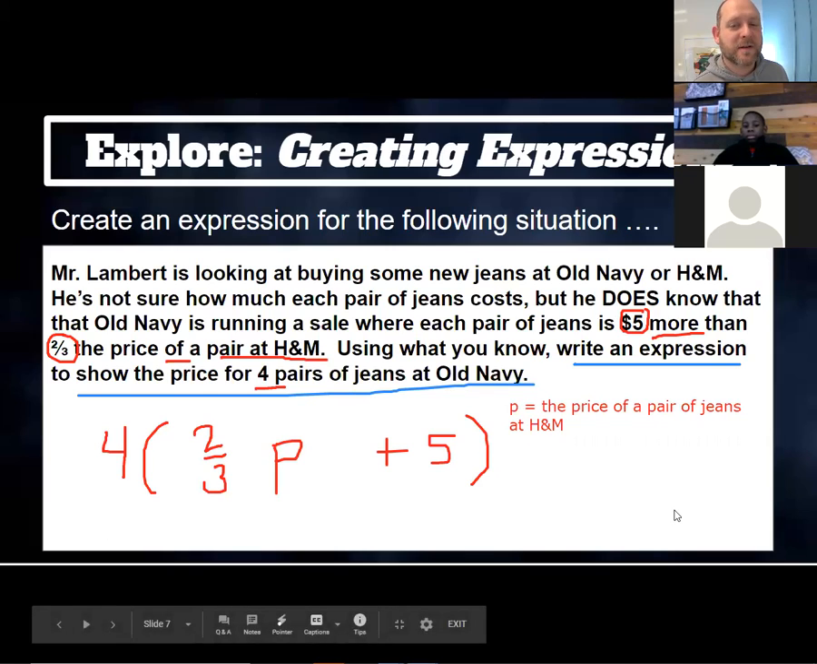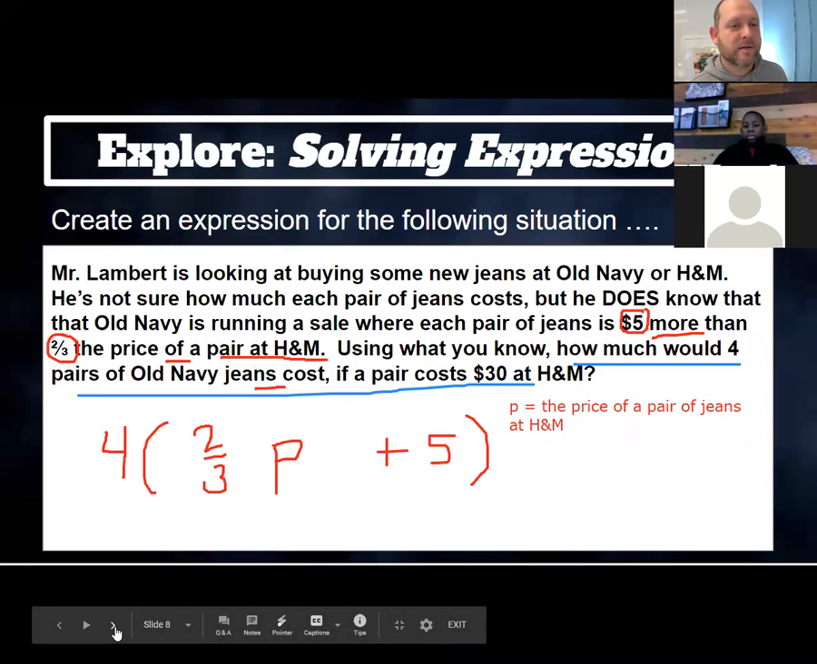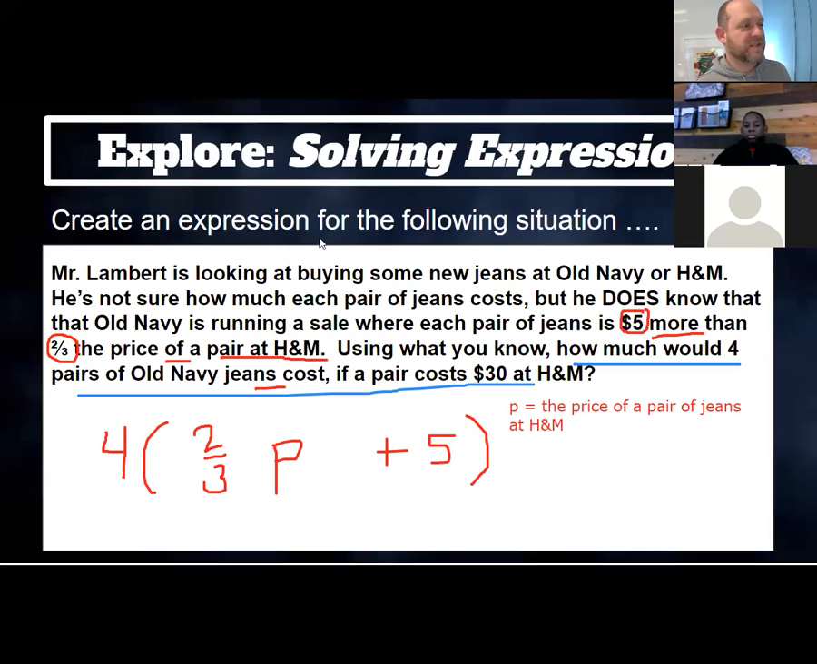All right, so now we've got our, hold on, I'm gonna go back. Here we go. Okay, so now I want you to solve this expression for me. Because now I'm gonna tell you, it's the same thing, except I'm gonna tell you that a pair costs $30 at H&M. So what am I gonna do with that $30, guys? Change the P into a 30. You got it. And then solve it for me.